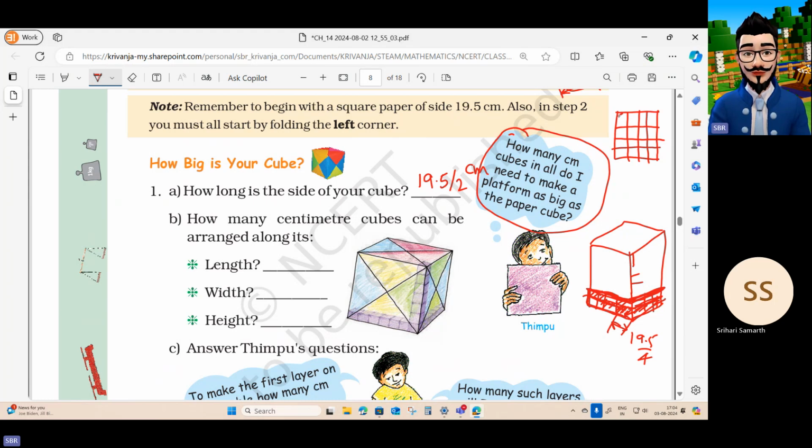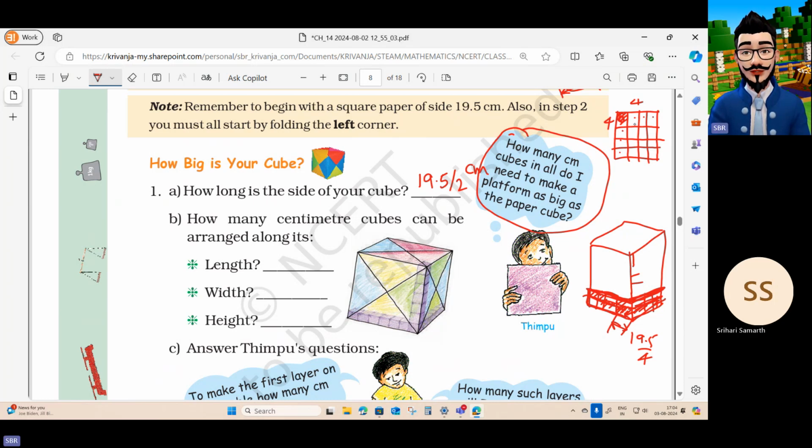How many cubes? 16. 1, 2, 3, 4. 4 cubes, right? 4 here, right? How many in this column? 1, 2, 3, 4. 4 columns, right? Yes. So this is also in the corner, right? Of both?